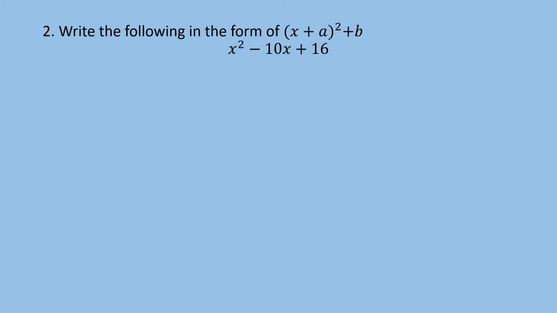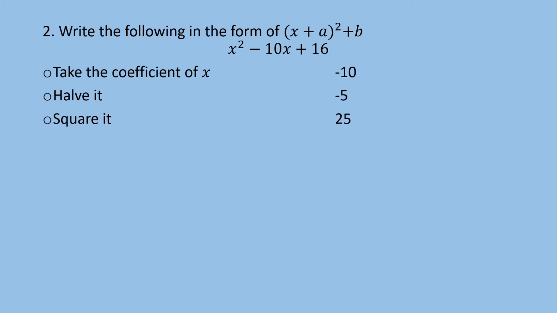So that is the equation x squared minus 10x plus 16. Take the coefficient of x, it's minus 10, half it, it's minus 5, squared, it's 25. So that 25, add and subtract this square like this. x squared minus 10x plus 25 minus 25 plus 16.